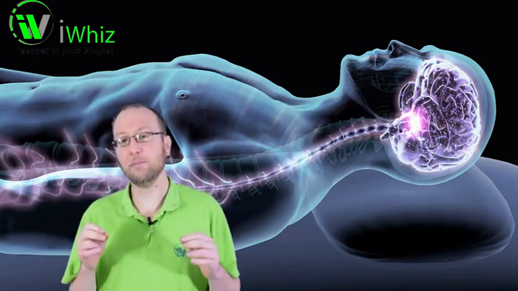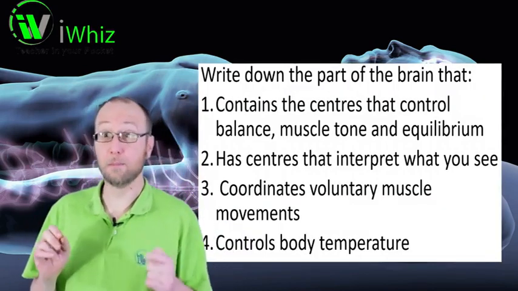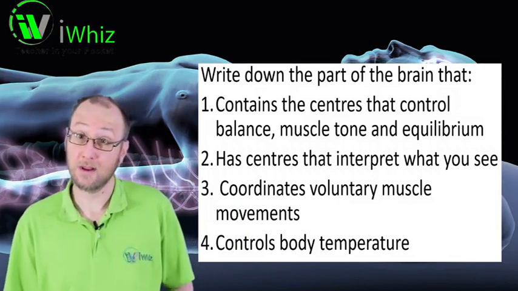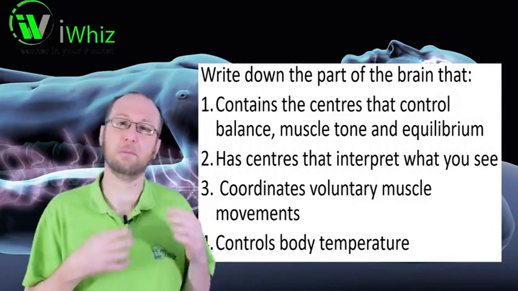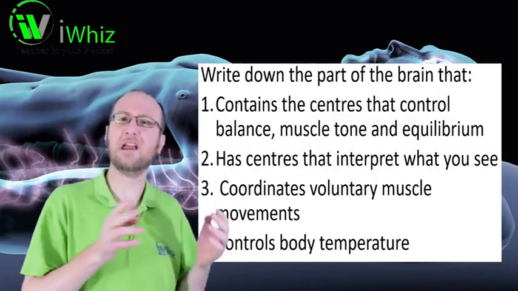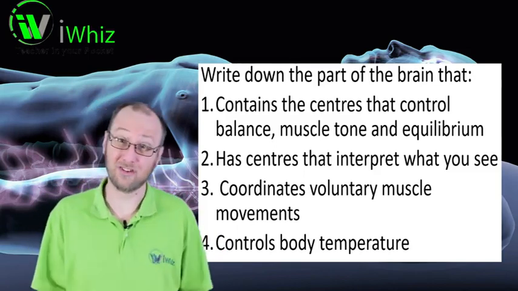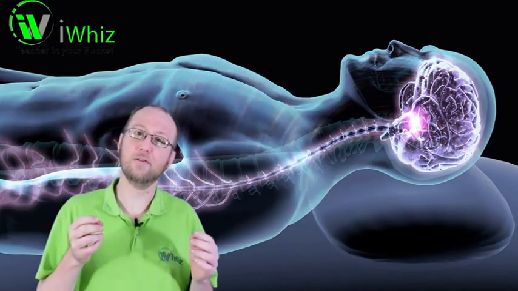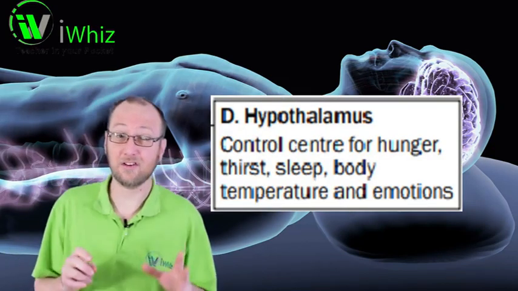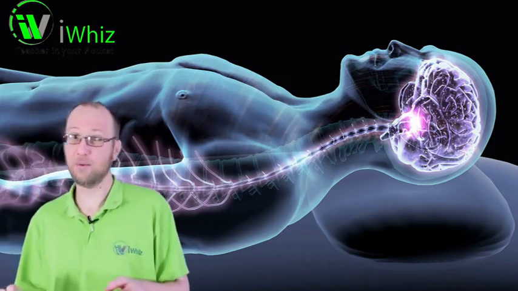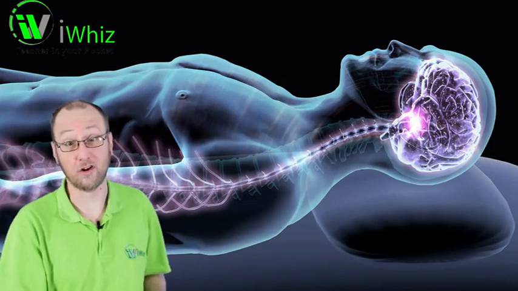Okay, and then number 4, write down the part of the brain that controls body temperature. What part of the brain is responsible for controlling body temperature and also controlling everything else that the body needs to maintain homeostasis? Okay, hopefully you said the hypothalamus. So very quick, easy ways to pick up marks for these very simple questions and answers.